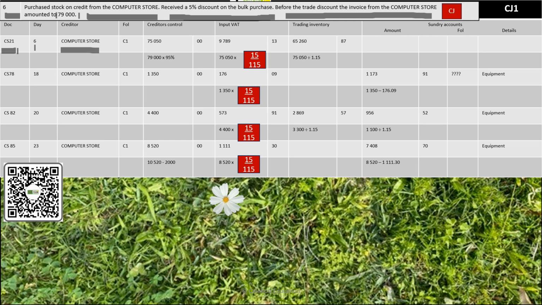From whom did we purchase the stock? From the computer store, the creditor. That C1 is a folio that we obtained from the Creditors Ledger. It's creditor number 1 in our Creditors Ledger. The amount was 79,000 less a 5% discount.